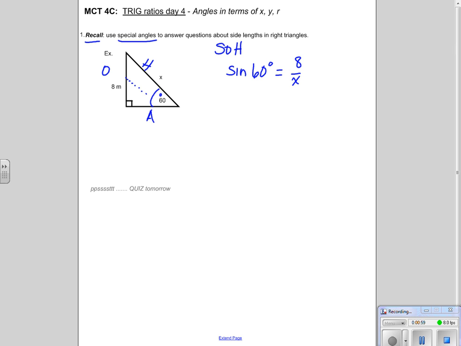Now with special angles and that chart that we have in front of us, that you pretty well memorized, I think, sine of 60 degrees is root 3 over 2 exactly. So root 3 over 2 is the ratio that we want to set equal to 8 over x and solve for x, and we will get an exact answer. We're going to cross multiply, sort of. We're multiplying both sides by 2 and by x at the same time. So we will get root 3 x equals 16. Dividing both sides by root 3, we will have an exact answer of 16 over root 3.